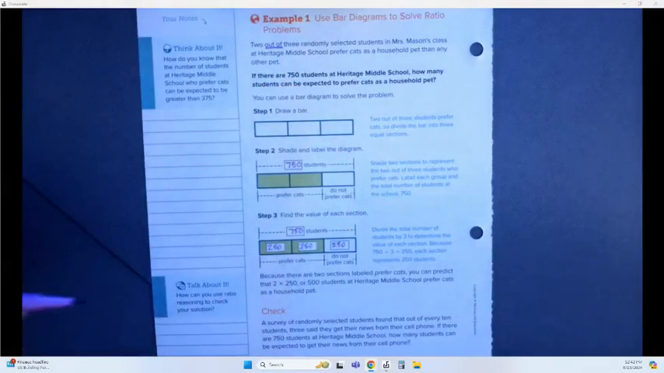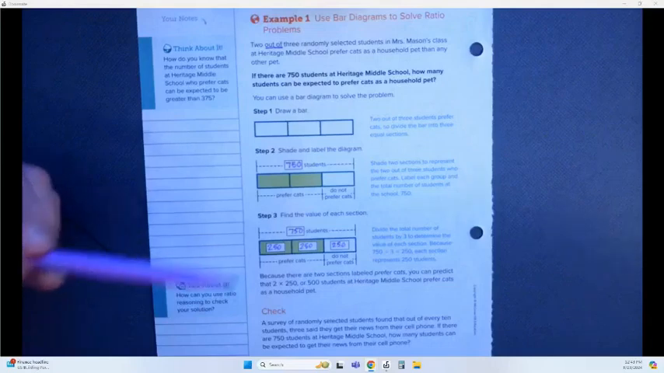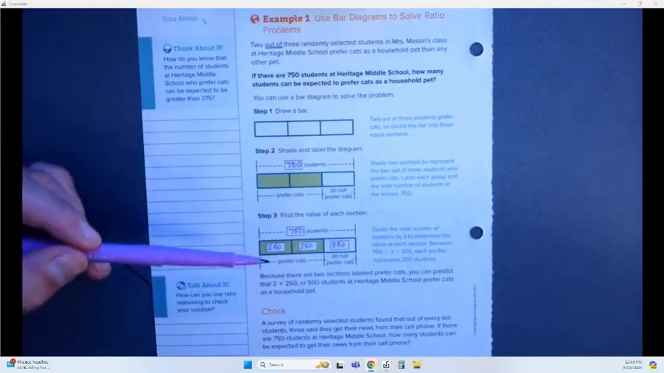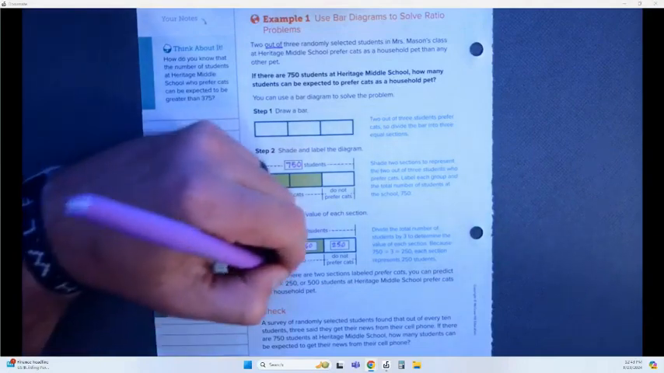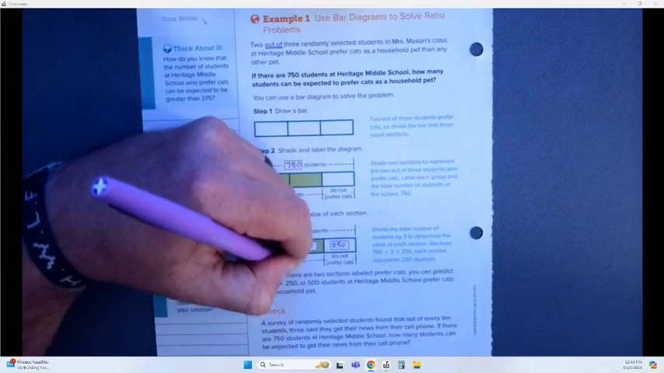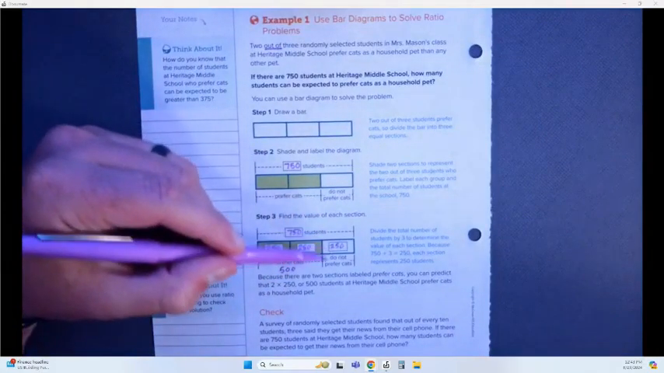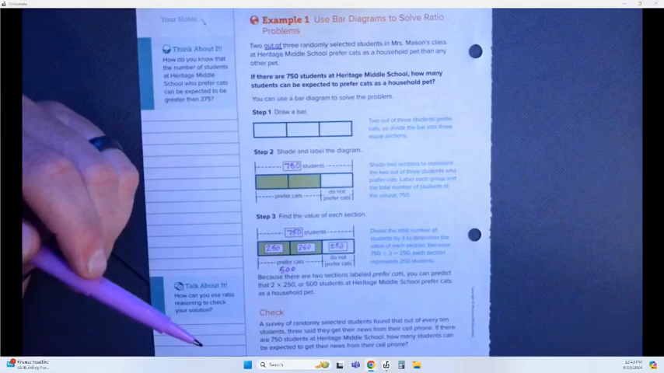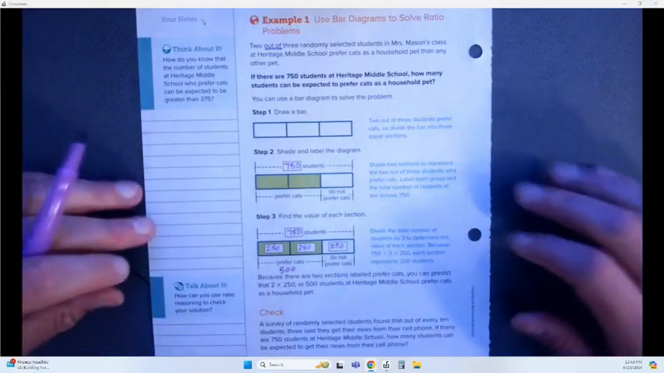So once I find out that each section is 250 students, I'm able to see that 2 sections of my 3 are the people who prefer cats. So 250 times 2 is 500. So 500 people prefer cats. And since 1 section represents the people who do not prefer cats, we see that only 250 people do not prefer cats.